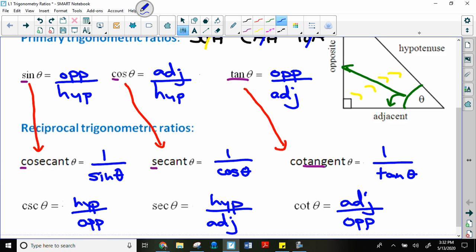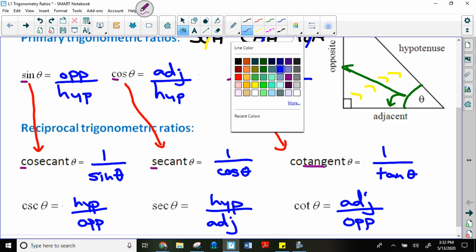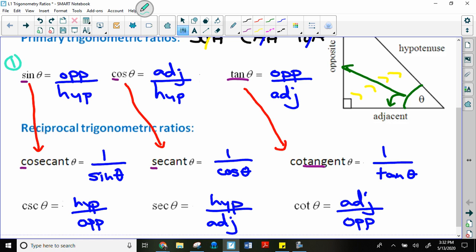Now the triangle doesn't change. You're still using all the same sides for all 6 of these ratios. So if you ever have a question that asks you for all 6 of the ratios, they want 1, 2, 3, 4, 5, and 6. Those are our 6 trig ratios. There are 3 primary, and there are 3 reciprocal. So 1, 2, 3 are the primary, 4, 5, 6 are the reciprocal. There's 6 of them total.